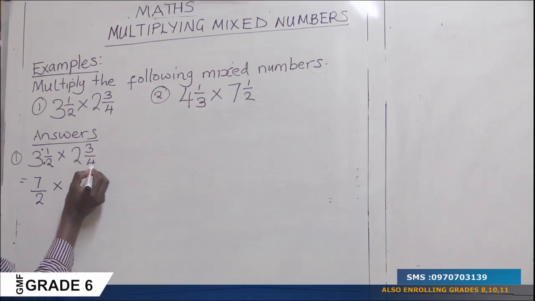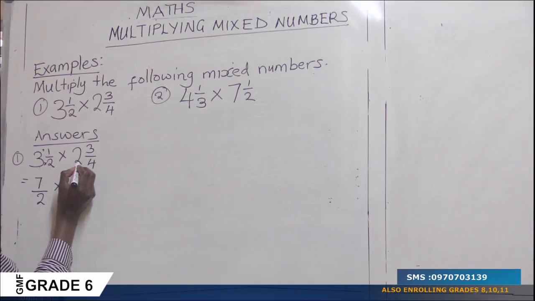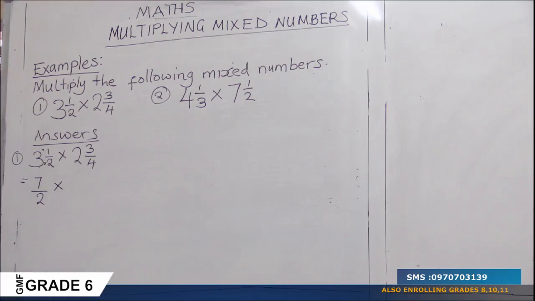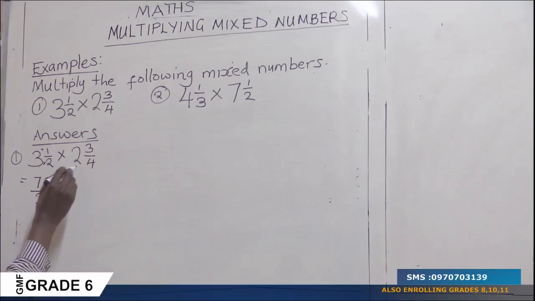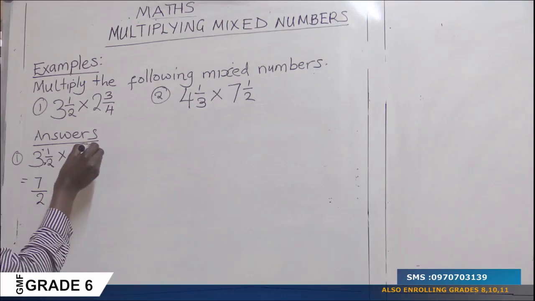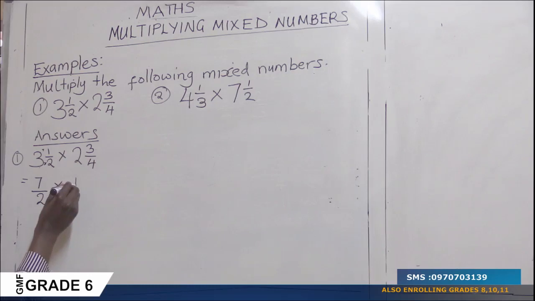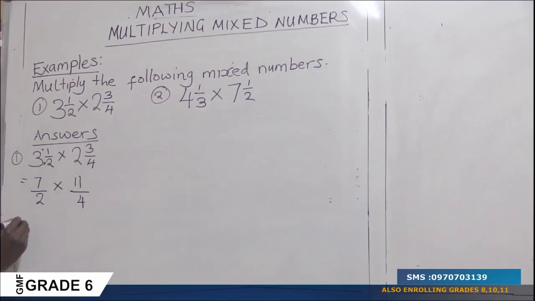So you ask yourself, what is 4 times 2? 4 times 2, boys and girls, the answer is 8. So the 8 that we have found, let's add together with 3. 4 times 2 is 8, plus 3, the answer is 11/4. So you get this 4, you write it there.